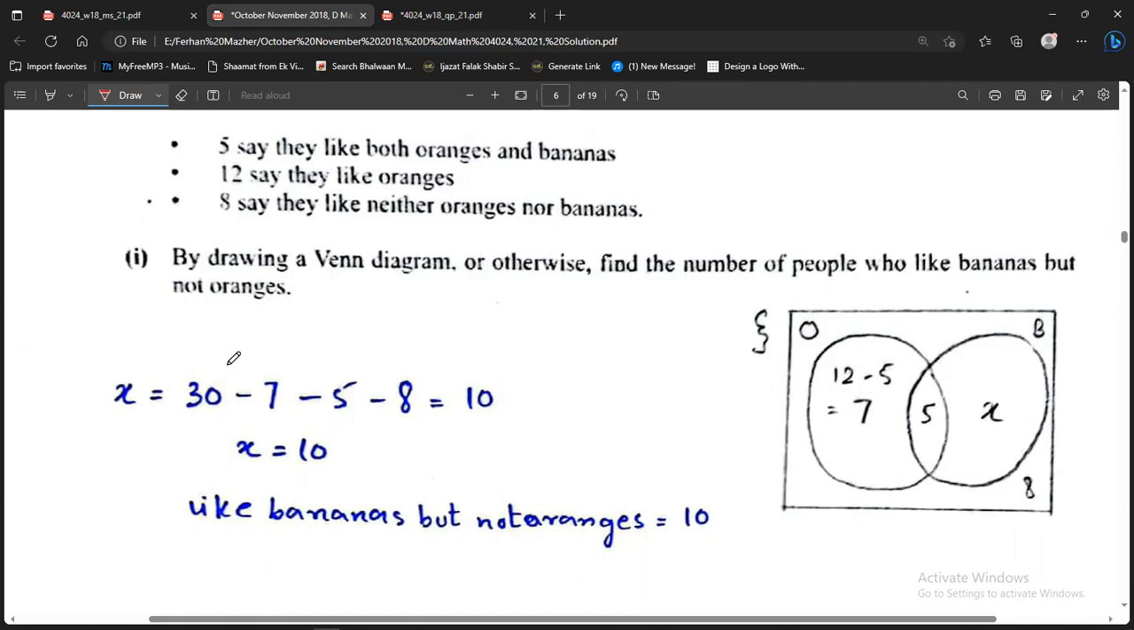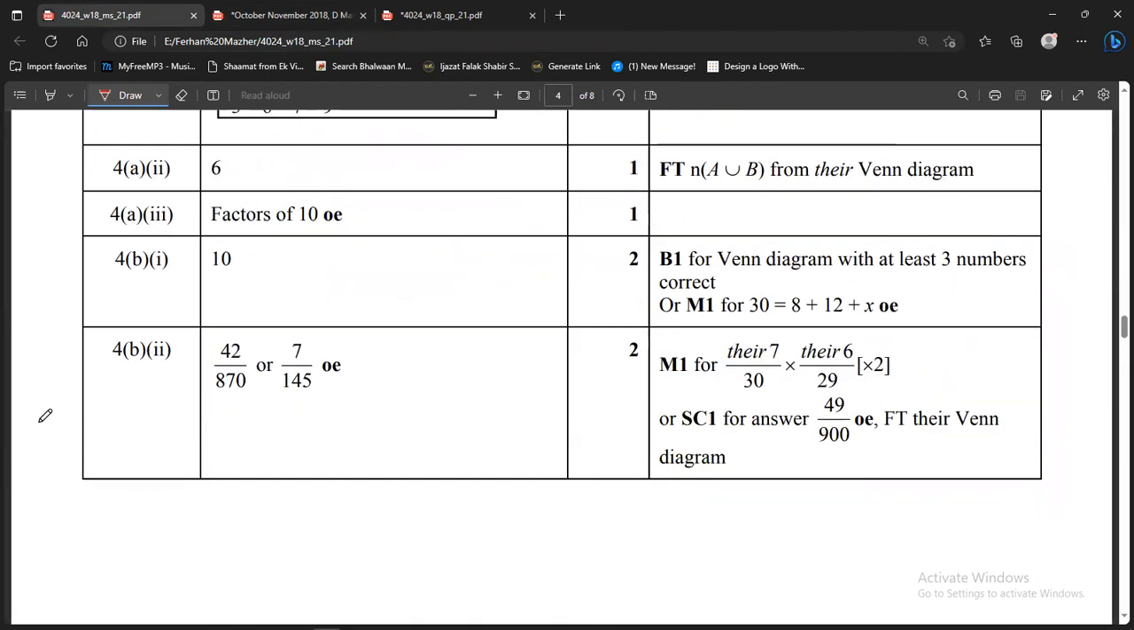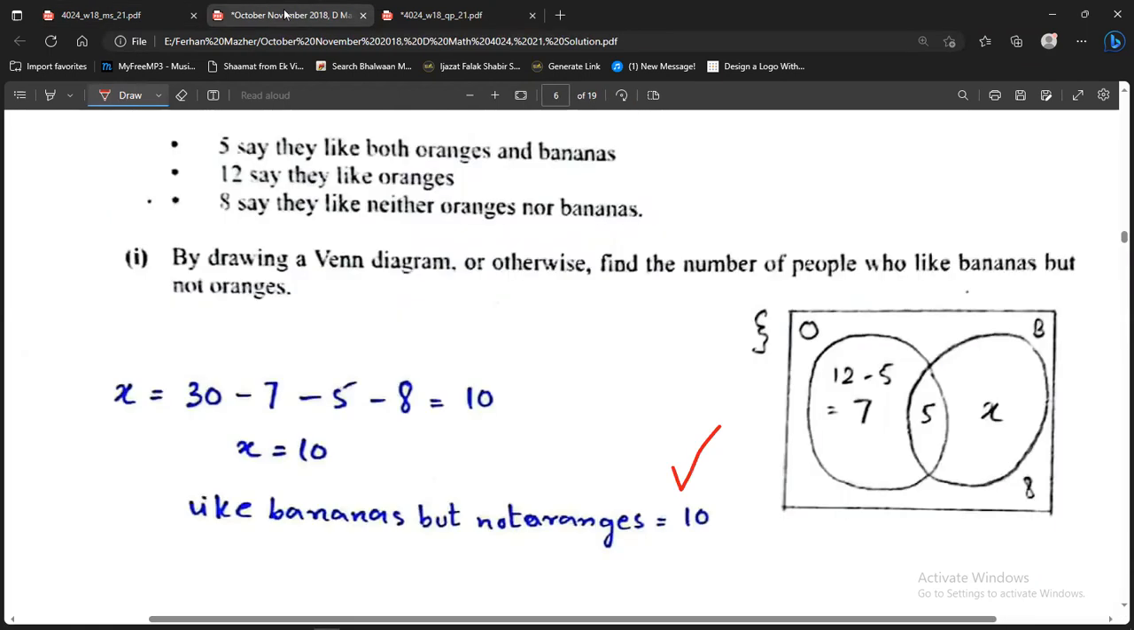So from 30, I will subtract 7, 5, and 8. So 30 minus 7 minus 5 minus 8, that is 10. So X value is 10. So like banana but not oranges, they are how many people? 10. 10 is the right answer, sir. Okay, that's the solution.